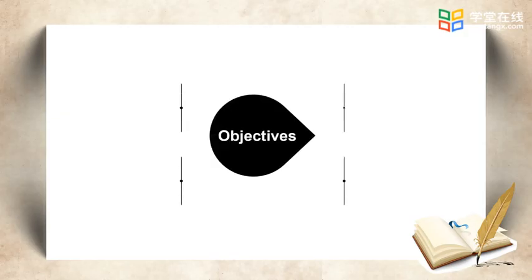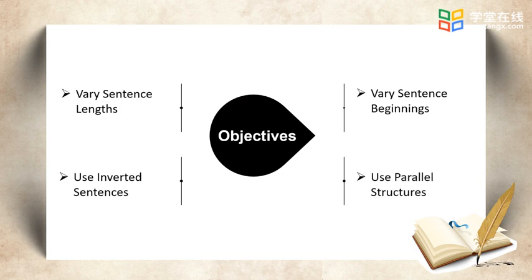In this lesson, we'll learn 4 techniques to add sentence variety. Number 1, vary sentence length. Number 2, vary sentence beginnings. Number 3, use inverted sentences. Number 4, use parallel structures.